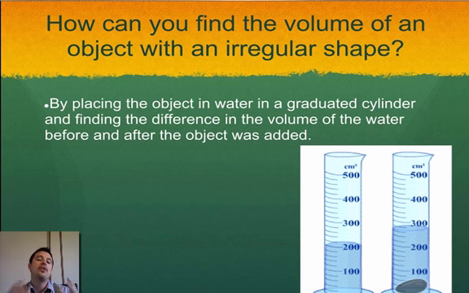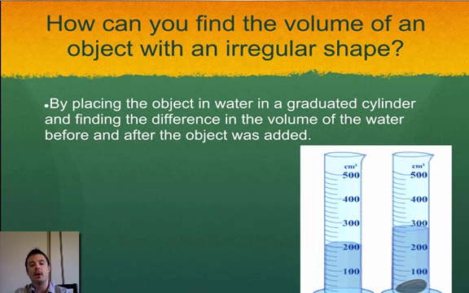But what happens if this item is a sort of irregular shape, like a rock? Well, we can use what's called the water displacement method if it has an irregular shape. That means that you have a volume of water in a graduated cylinder, and you drop the item in the graduated cylinder. Now, when you drop the item in, the water level goes up. And what you do is you find the difference.